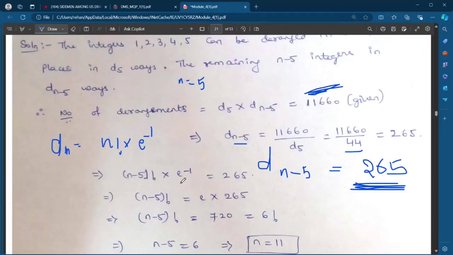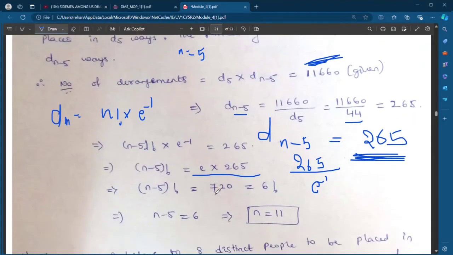We got it. So now what I'll do, n minus 5 factorial into e power minus 1 equals 265, so 265 divided by e power minus 1. So it is e power minus 1. If I take it to the numerator, minus 1 will become plus 1. That's why e into 265. n minus 5 factorial is equals to, what to say, 720, which is equals to 6 factorial.